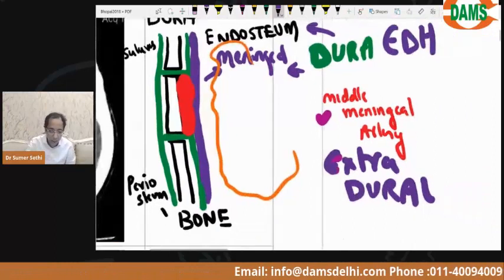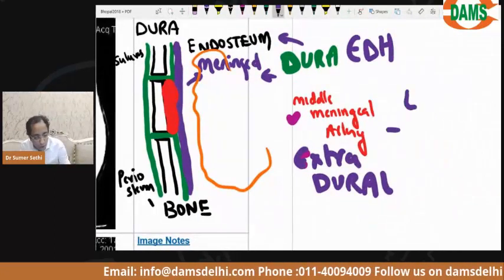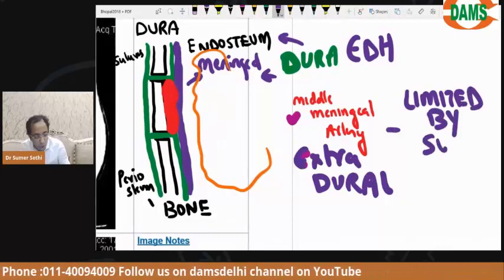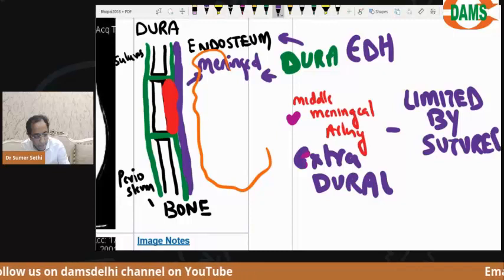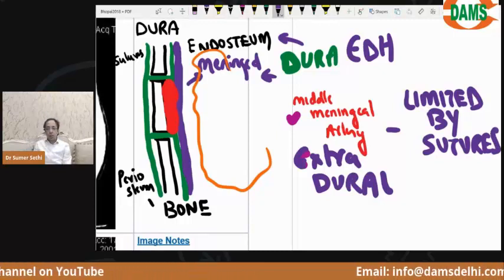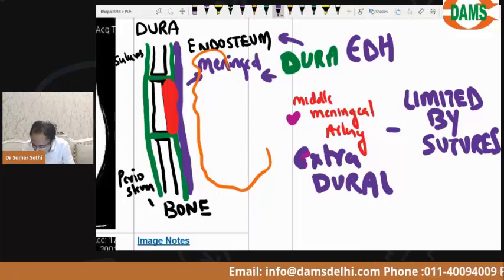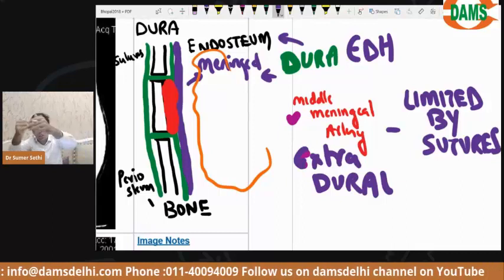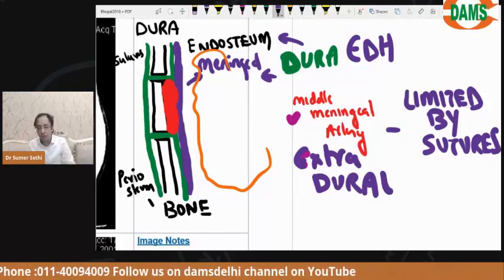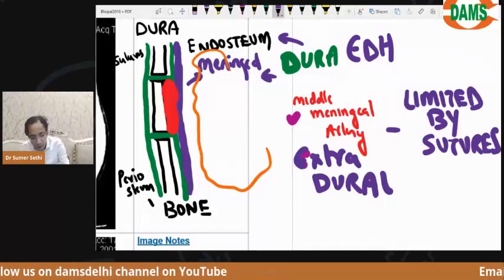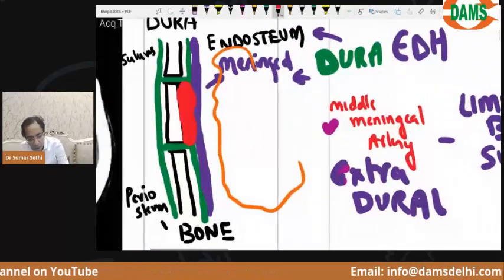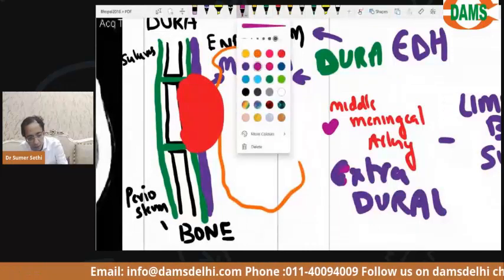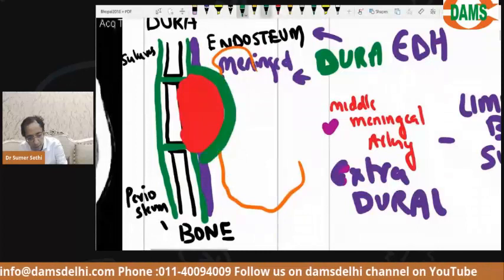Now, question is, can this EDH cross the suture? No, it will be limited by the sutures. It will not cross the suture lines. Everybody clear or not? Extradural hematoma will not cross the suture lines. Why is it not crossing the suture line? Because the endosteum is fusing with the periosteum at the level of the sutures. Now this hemorrhage, because it cannot cross the suture lines, starts accumulating in this direction.